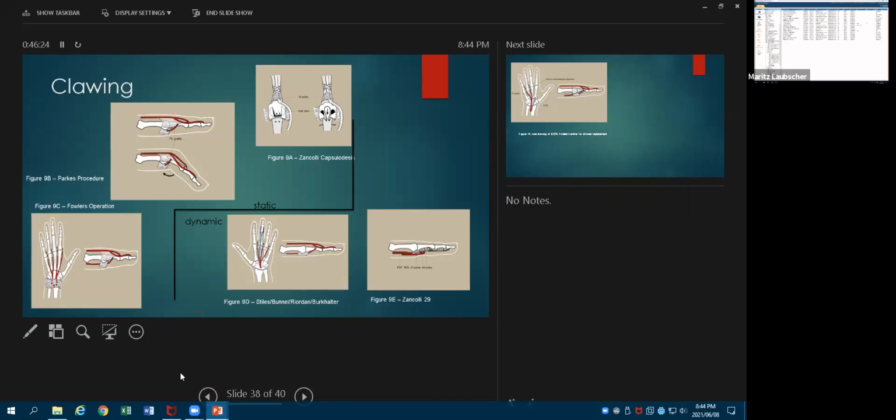Okay, Zancoli, this is the Zancoli lasso. So you take the FDS and you wind it around a little bit of the whole of the A1 and a little bit of the A2 pulley. And you basically put the FDS around it and pull it down. Now it can't go back because you're pulling down on the A2 pulley. You're pulling in a flexion deformity. That's Zancoli's lasso. And that's using FDS. And that's the most commonly performed anti-claw operation in the world. And it's the least commonly performed at Kuzinski Hospital.